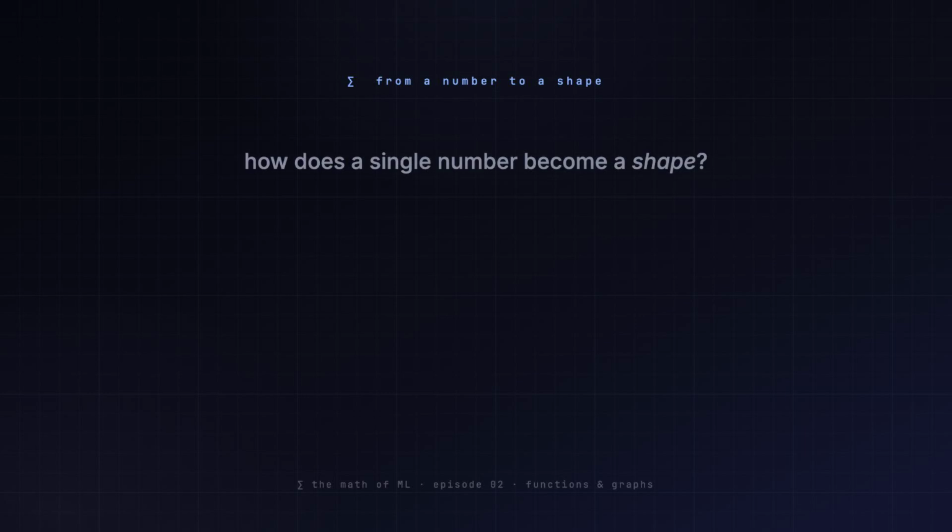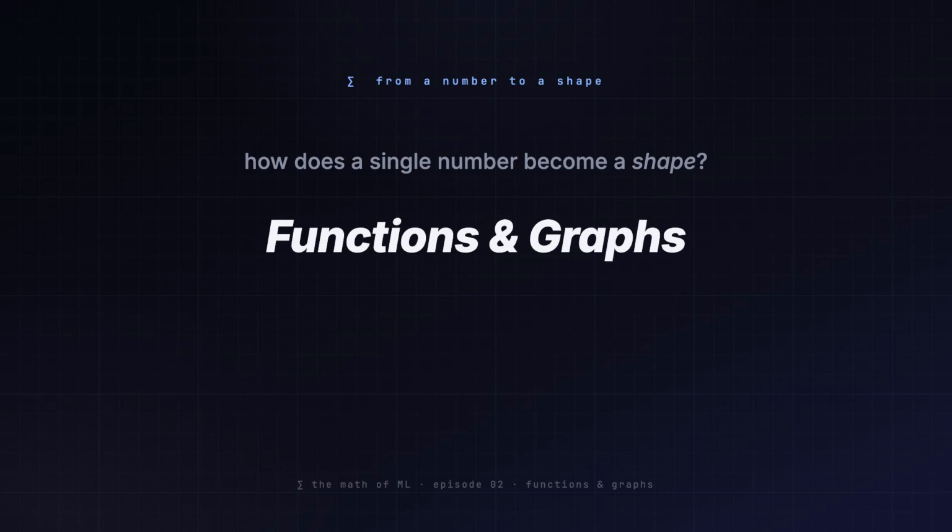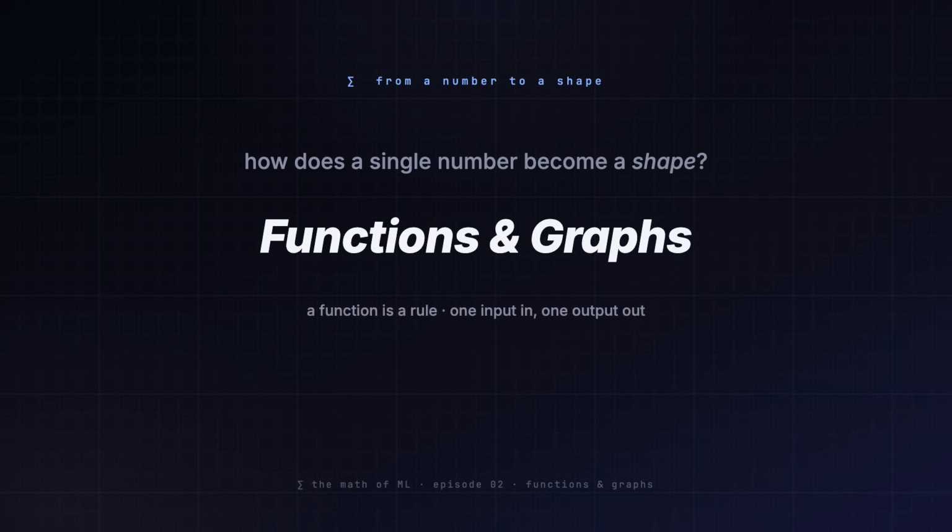Last time we built a neuron as a weighted sum, one number out. But a model has to do more than add, it has to decide, to curve, to say yes softly. So how does a number become a shape?